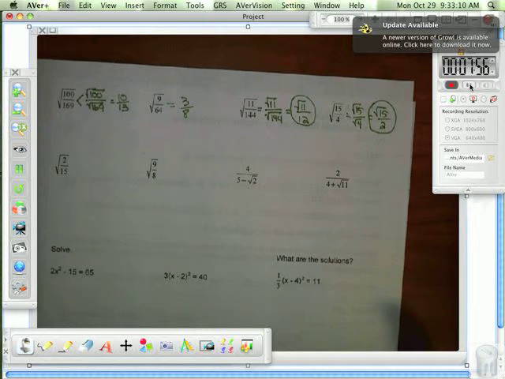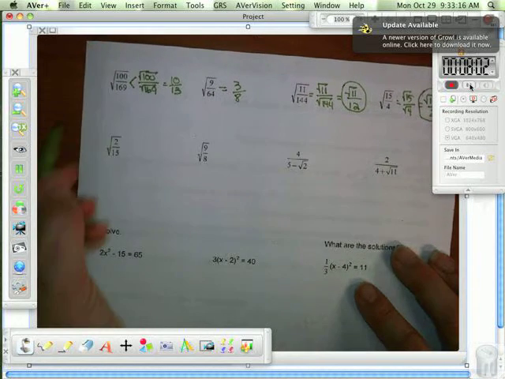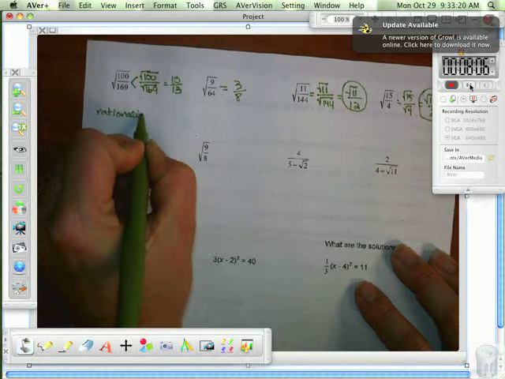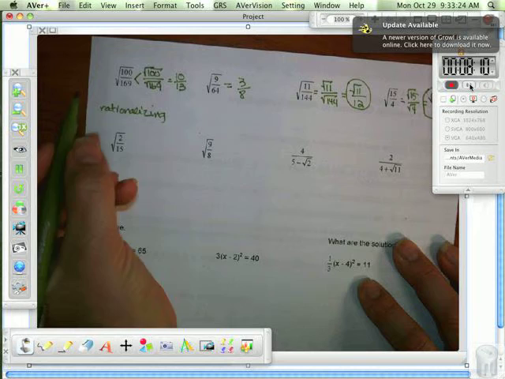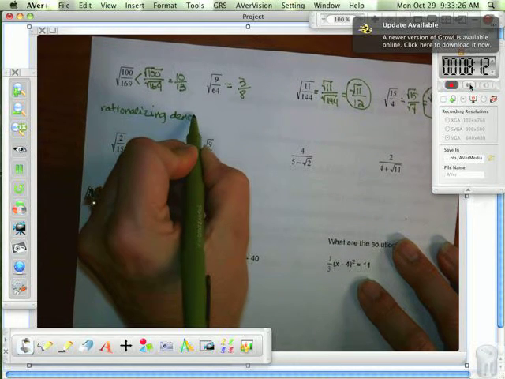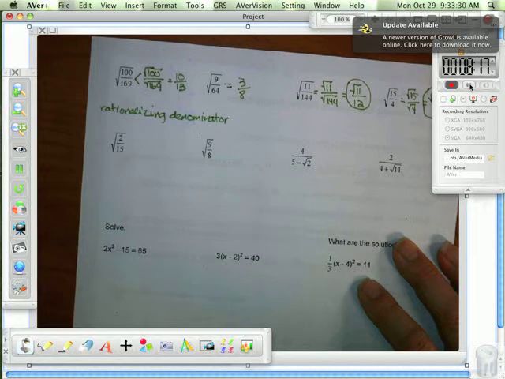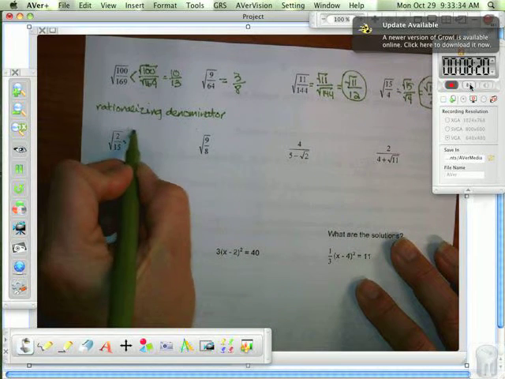All right, now we're going to get to the part that's called rationalizing the denominator. We're going to have to work a little harder to get rid of that square root thing in the bottom. You cannot leave an answer with a radical in the bottom of a fraction. So what I do here is, first of all, I split it up.